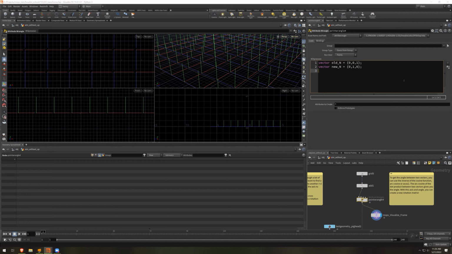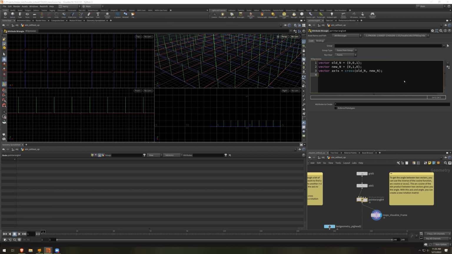So as we know, if we want to find the axis of rotation between these two vectors, we can use the cross product to do it. So I'm going to say our axis is equal to the cross product between old n and new n. This axis is effectively going to be x or negative x, depending on the order in which we define the cross product. So the next thing I need to do is find the angle between the two vectors.